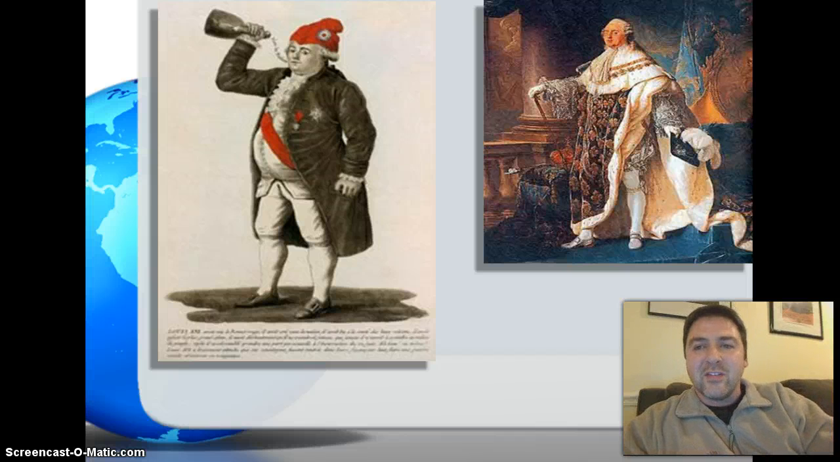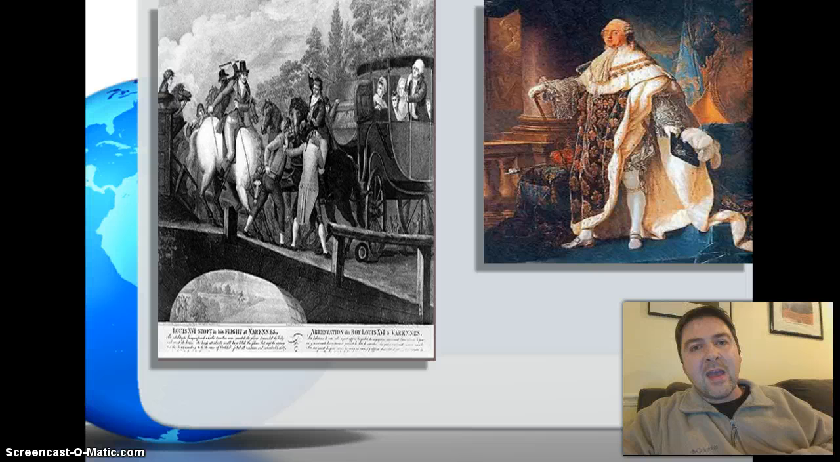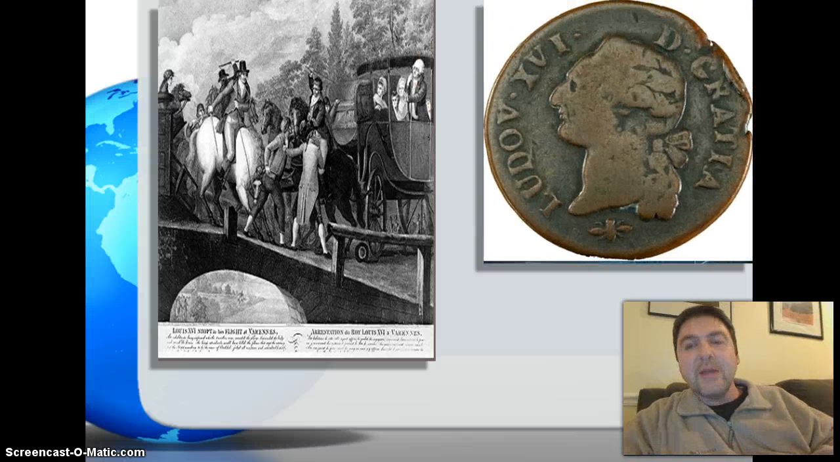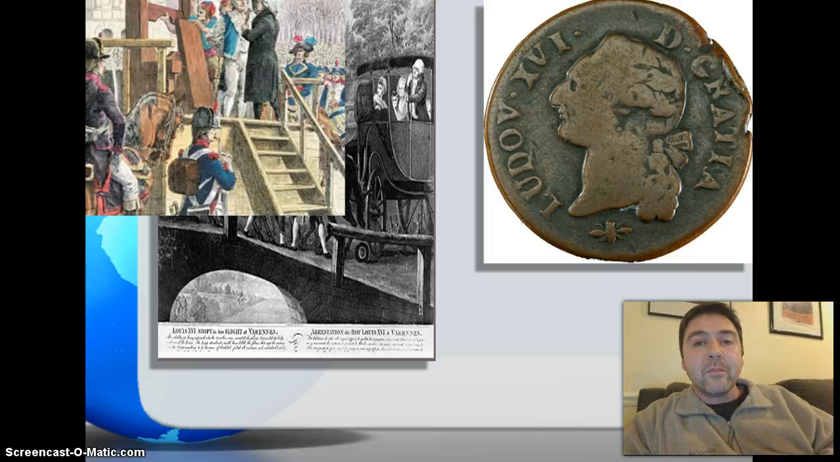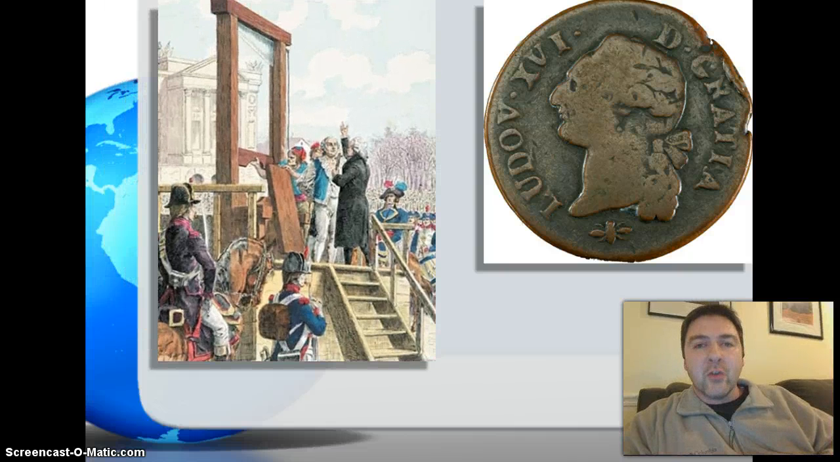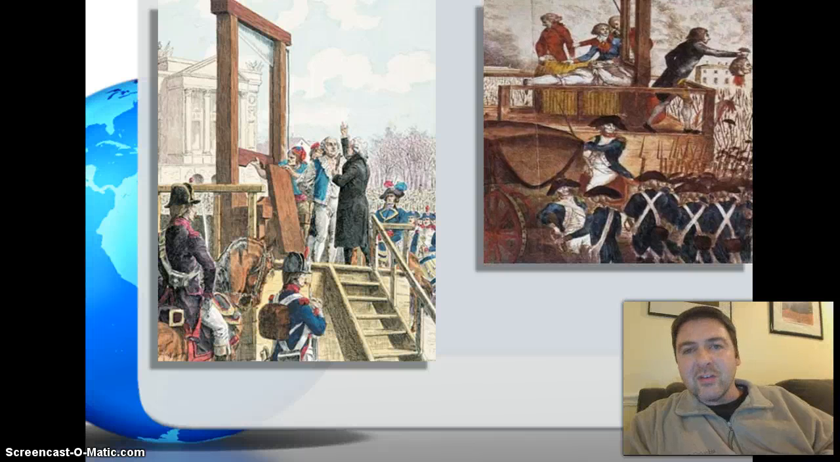Louis realizes things are turning against him, and he's going to try and escape France along with his family. They put on disguises and head for the border. Unfortunately for Louis, by legend, they're recognized. He was recognized by a guy because of Louis's face on a coin. Louis and his family are returned to Paris where they're put on trial, and Louis is executed.